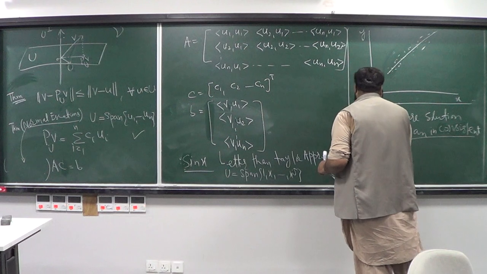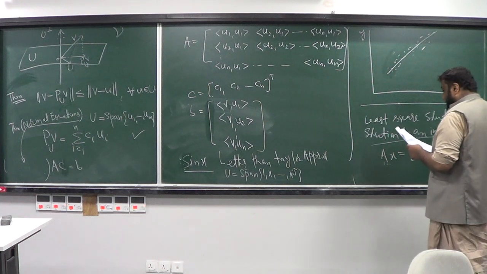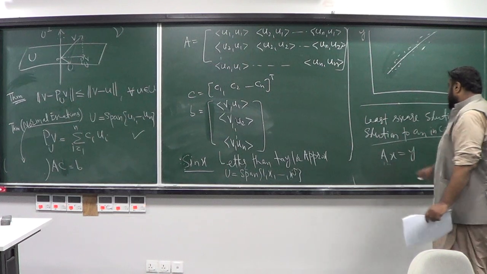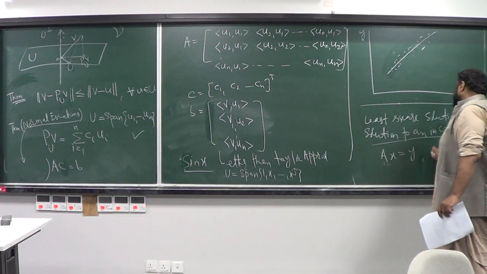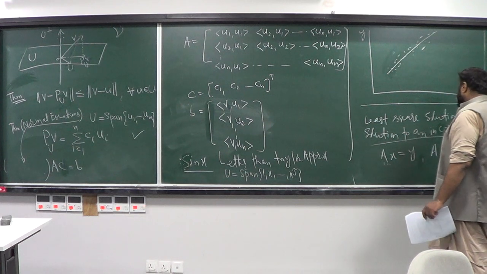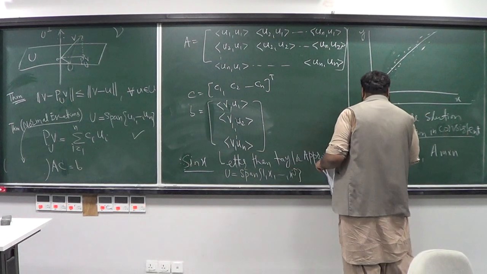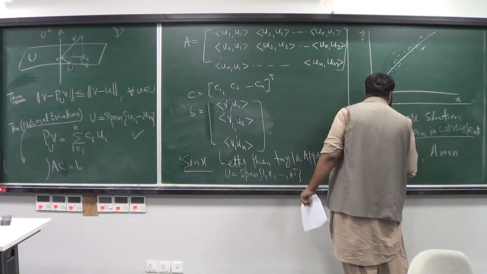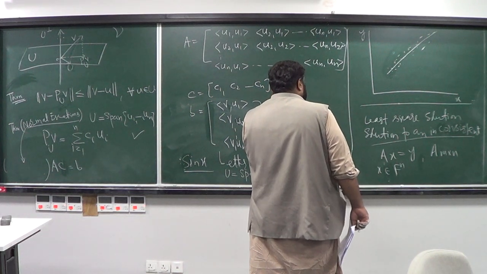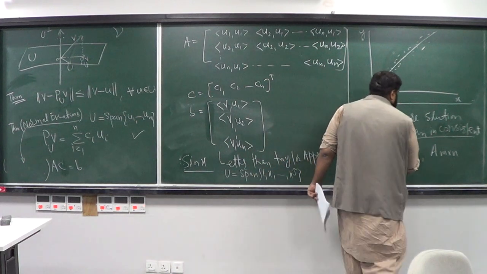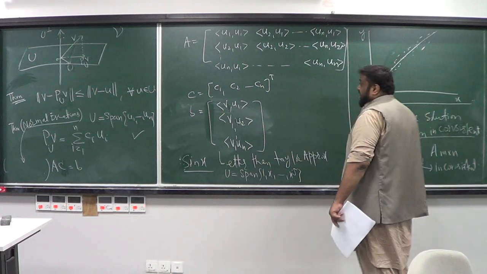So here is a system. Imagine you have a system, say Ax equal to y, and this system is inconsistent, where A is an m by n matrix, and x and y are vectors. x is from Fn. In other words, you have this inconsistent system where x is from Fn, so y is going to be from Fm. Let's assume that this system is inconsistent. So what is our goal?